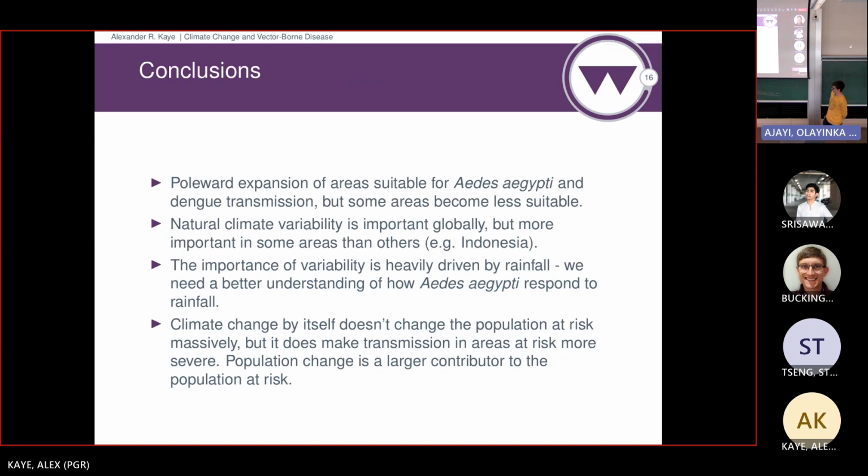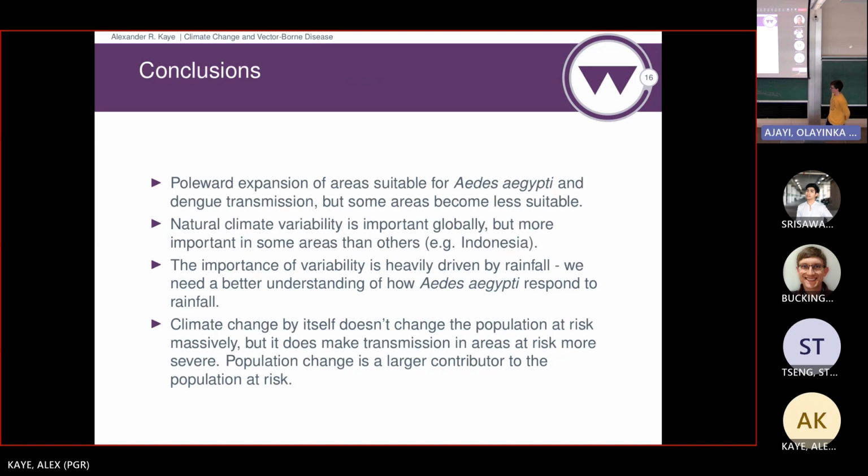Another interesting conclusion I had was, remember we saw an expansion and contraction. It turns out these expansion and contraction zones roughly cancel each other out. And so the population at risk remains roughly constant in the future with climate change. But if we account for weighting this by R0, we see that generally transmission does get worse in areas which do experience more.